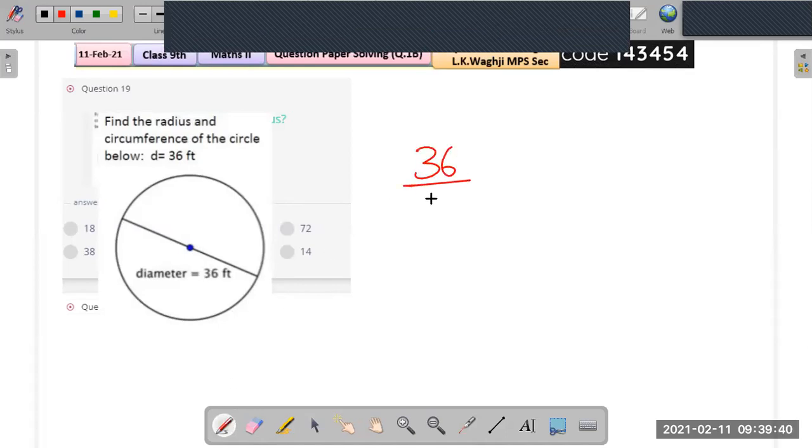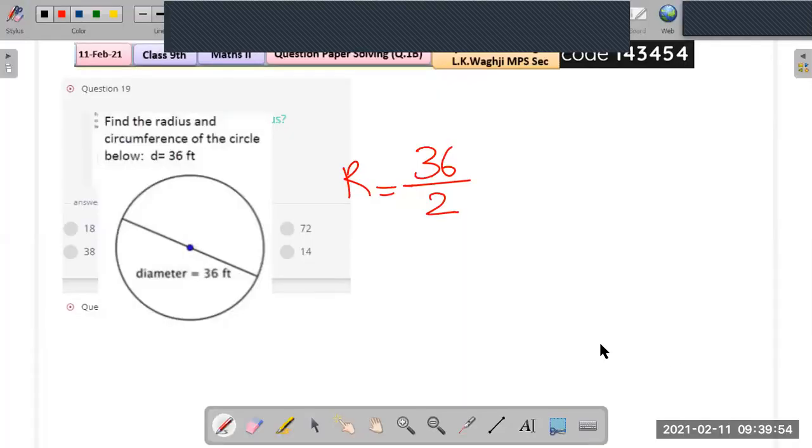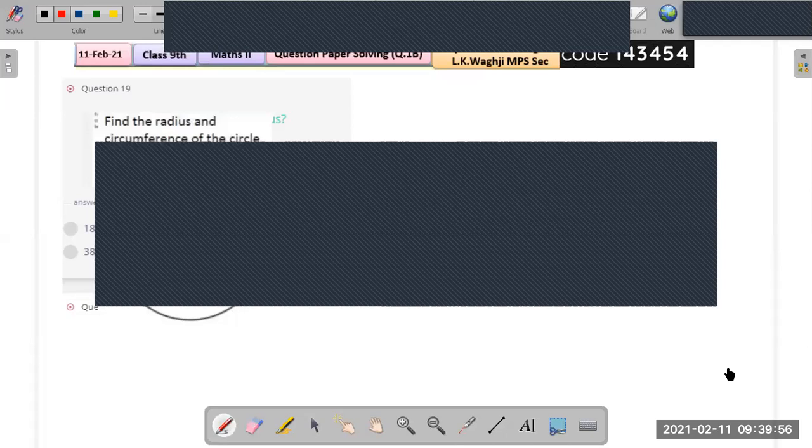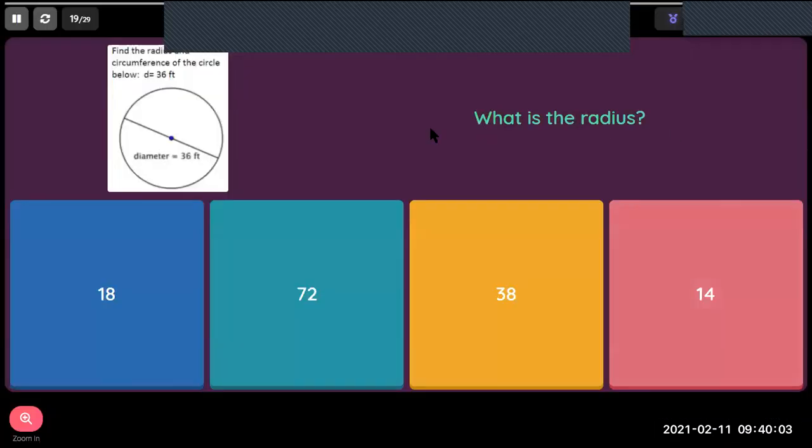Radius equals half of the diameter. What will be the answer? Just by selecting, I think if you just find the radius, you should be able to get the answer. Okay, and I'm going to add this question on the quiz. Let's see how that question looks. What is the radius? Okay, you just need to find the radius, students. You don't need to find the circumference. It is just the radius.